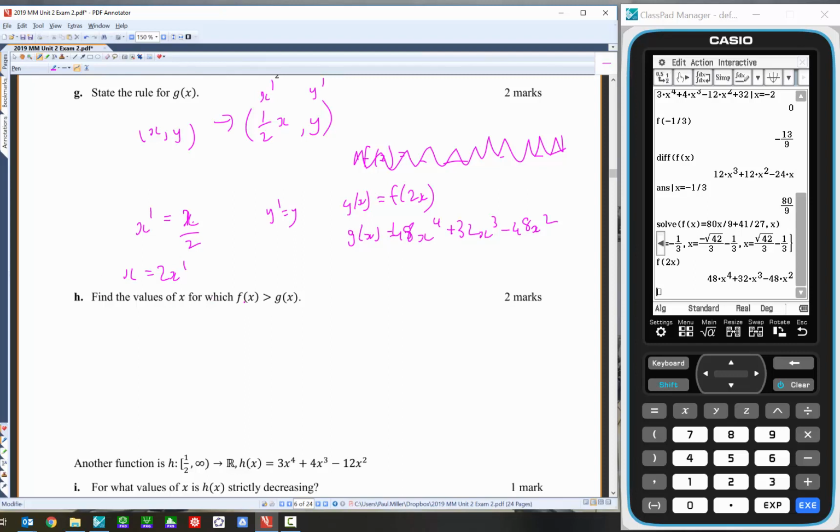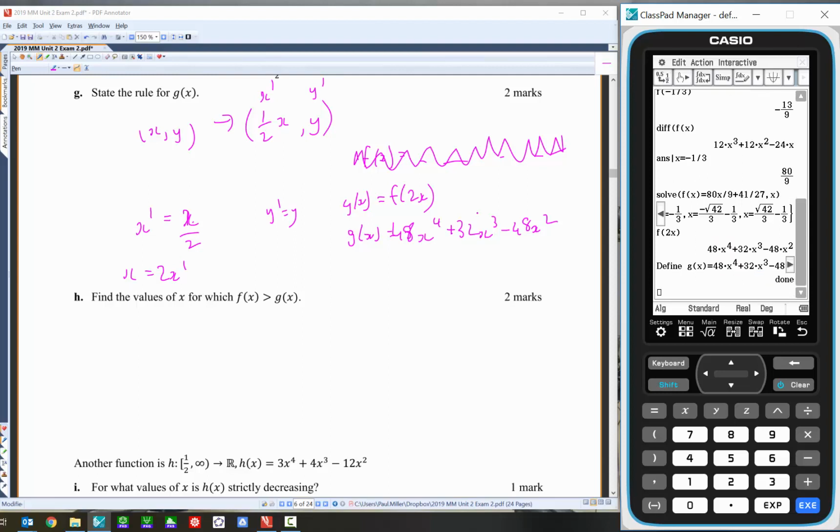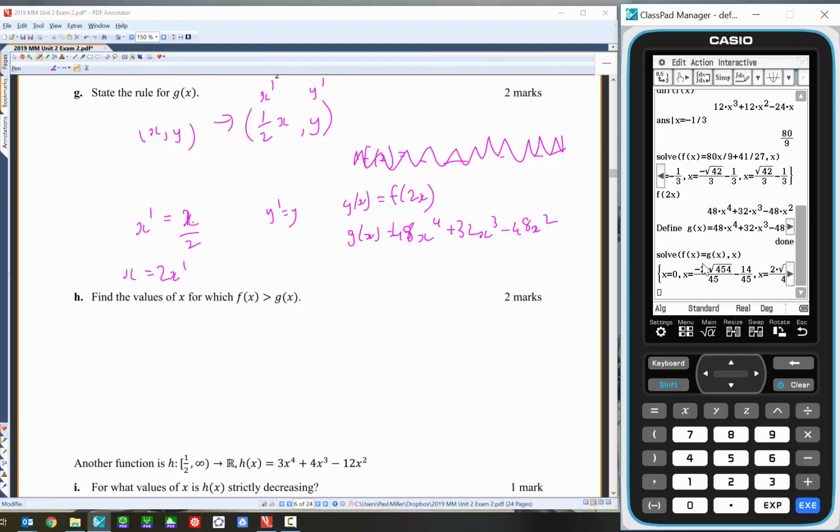All right, now this one was a toughie. Find the values of x for which f of x is greater than g of x. So what I'm going to do is define a new function: define g of x equals this thing here, the dilated function. Now what I'm going to do is do a solve, f of x equals g of x for x. We get a whole heap of solutions here.